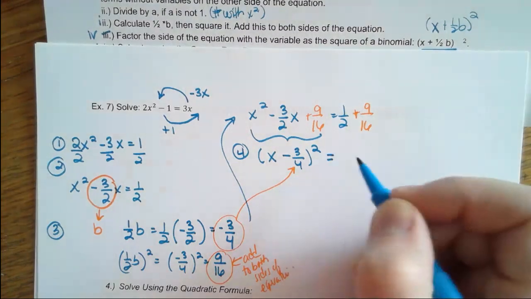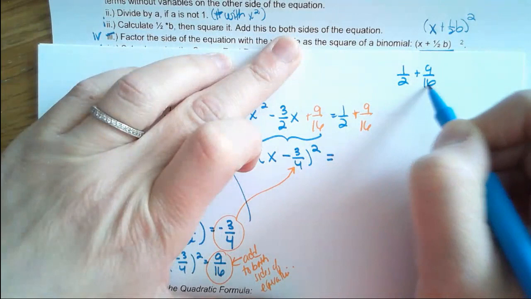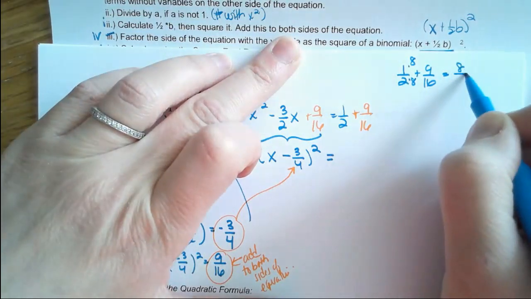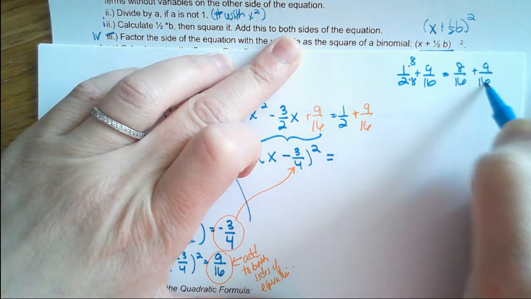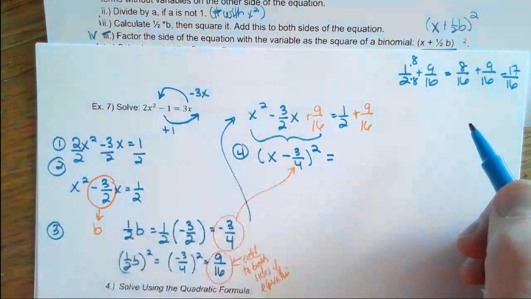And then on the right side, you do have a little bit of work to do. So 1/2 plus 9/16. The first fraction I can multiply by 8/8. So I have 8/16 plus 9/16 is 17/16. So I do a little bit of cleaning up there.